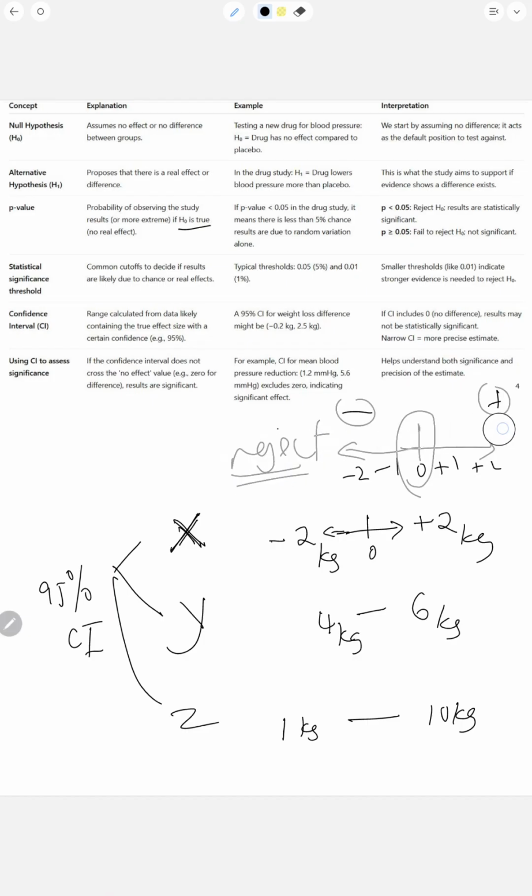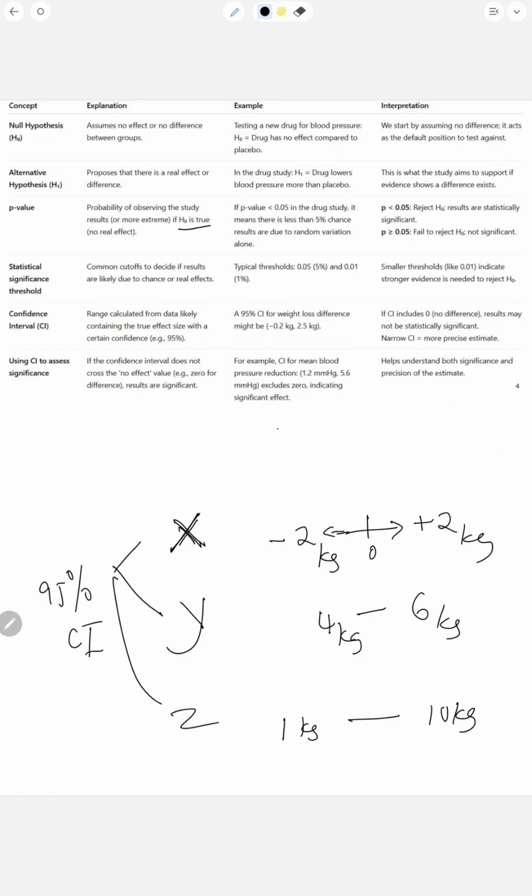Okay? So for example, in this study for drug X, note that it goes from -2 to +2, meaning your patient could either have lost 2 kg or they could have gained 2 kg, right? So in this case, we reject the confidence interval because it includes the number 0. All right. So remember, anything that's going from a negative to a positive, you're going to ignore it.